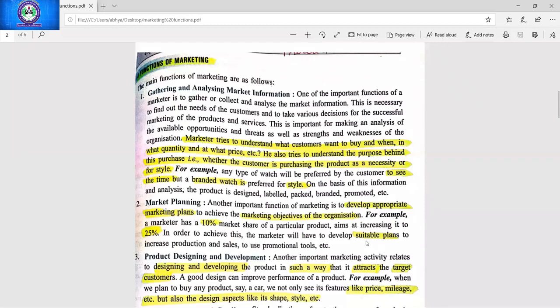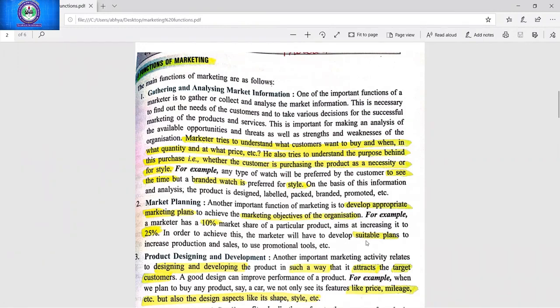He also tries to understand the purpose behind the purchase. Purpose behind the purchase means whenever a consumer is buying a product, there is some purpose. That purpose may be necessity of that particular product, or maybe style or social recognition. Anything can be behind the purchase of a product. For example, if you are buying a car, then the main motive to buy a car is transportation. So if you are buying the car only for transportation, then you will not be looking for its looks and style and other things. You will just be looking for its mileage, that it is giving a good mileage.